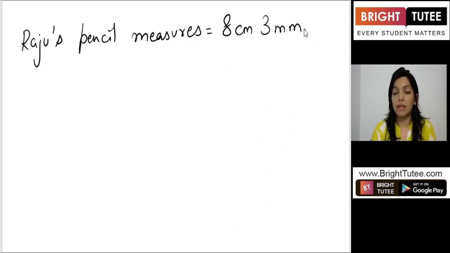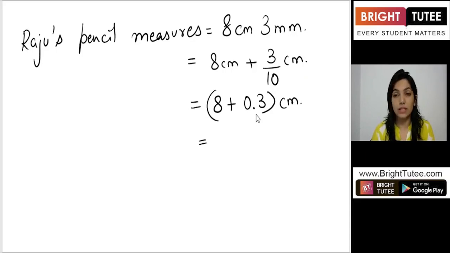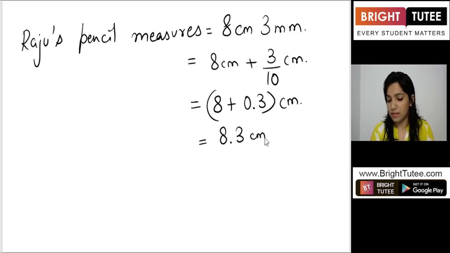millimeters, right? Now, how can we write 3 millimeters in centimeters? As we know, 1 millimeter is equal to 1 over 10 centimeters. So we can write this as 8 centimeters, which remains itself. Here we put a plus sign and this becomes 3 over 10 centimeters. See, this unit has changed from millimeter to centimeter. Now let us write 3 over 10 in decimal point. So it is 8 plus 0.3, and this whole is in centimeters. Now adding the two, it is 8.3. Okay, and this is in centimeters.